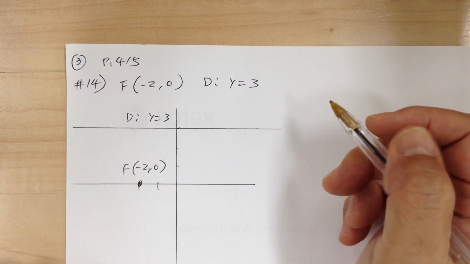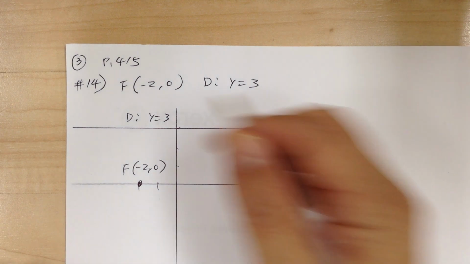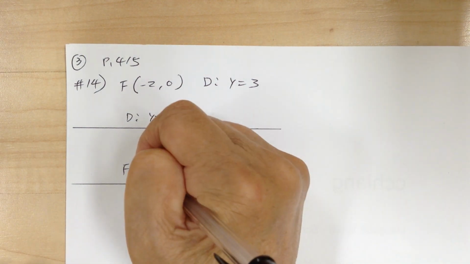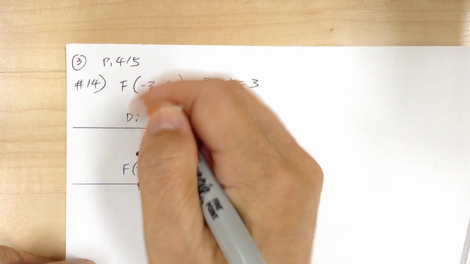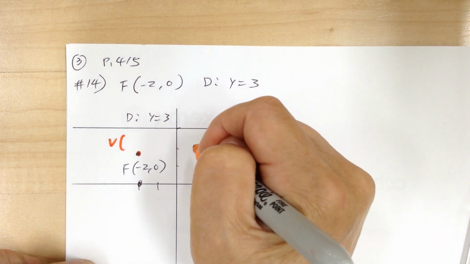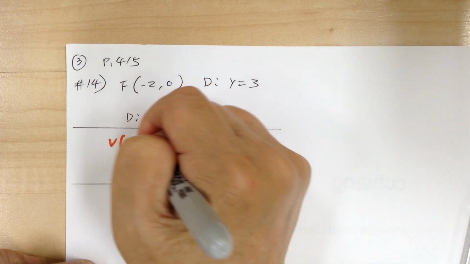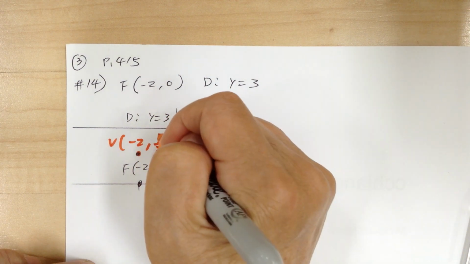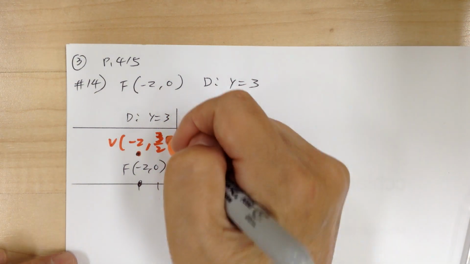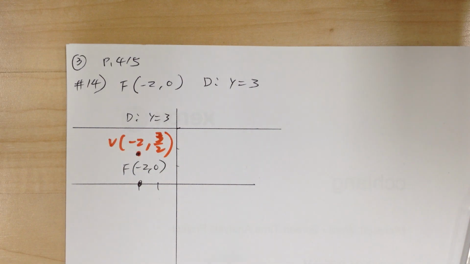So first you need to find the vertex. The vertex is halfway in between, so it's going to be right over here. Your vertex is going to be at x = -2, and halfway between 0 and 3 would be 3/2. So that's the first thing you need to do.